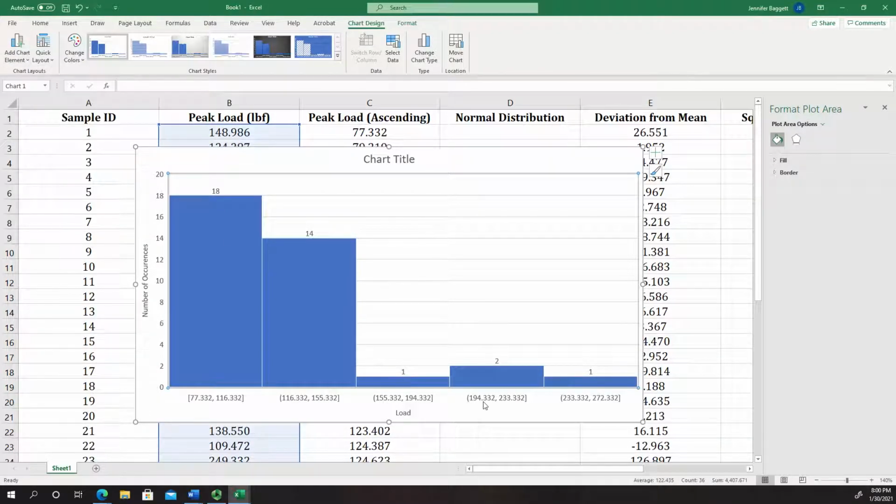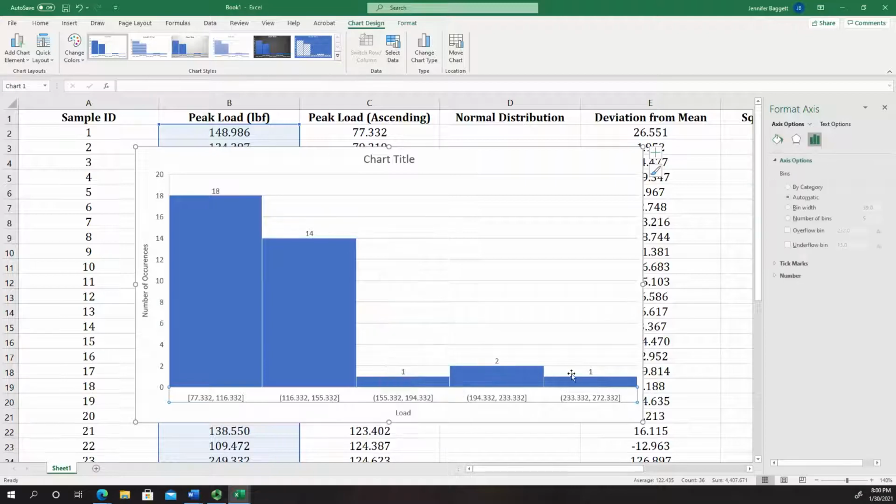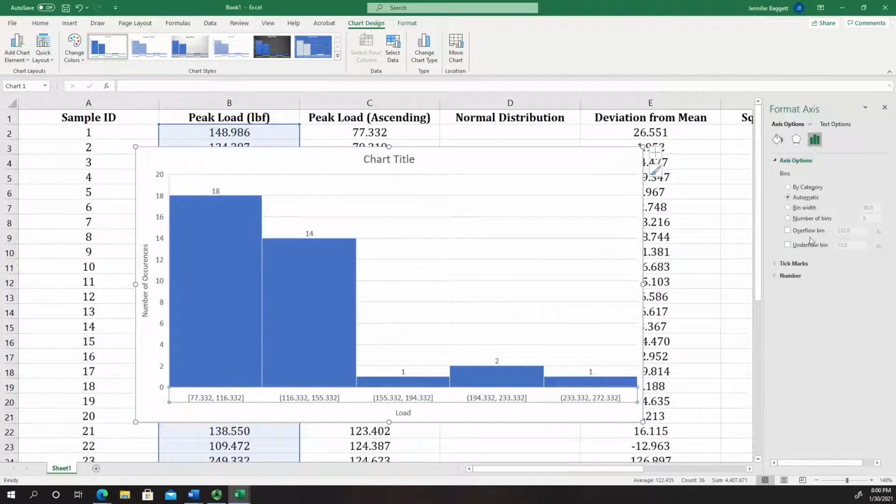The next thing that we can do, if we don't like the representation of how this is attributed, is change the appearance of our graph. One way to do this is to click on the load region distribution here, right click it, and it'll give you a format axis option. In this, it gives you the opportunity to change how you separate your categories.